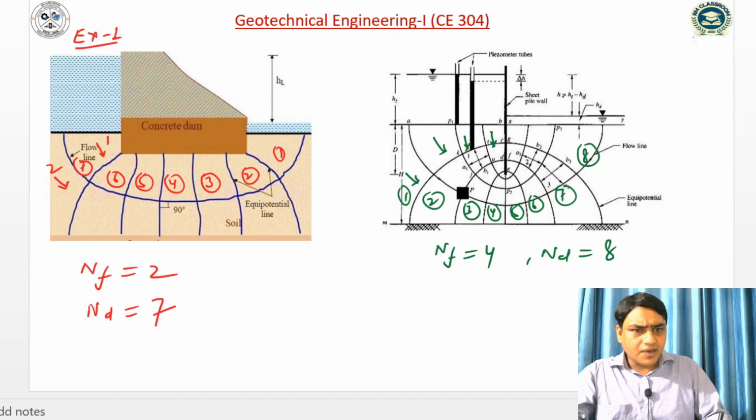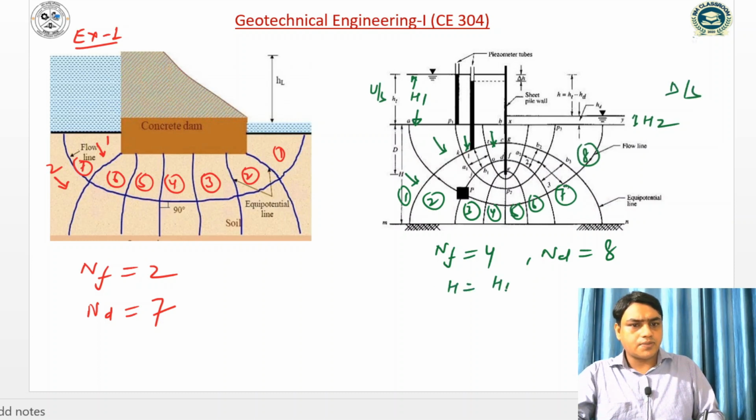And what is capital H? This H1 minus this H2 will be the capital H. Let us assume this is H1, and this height is H2, and this is called the upstream side, and this is called the downstream side. So capital H can be written as H1 minus H2. This is the way to read the value of the number of flow channels in a flow net and the number of equipotential drops.